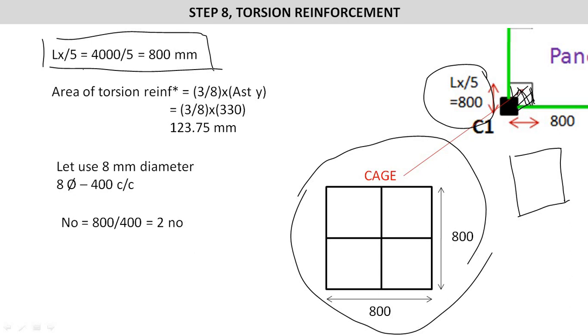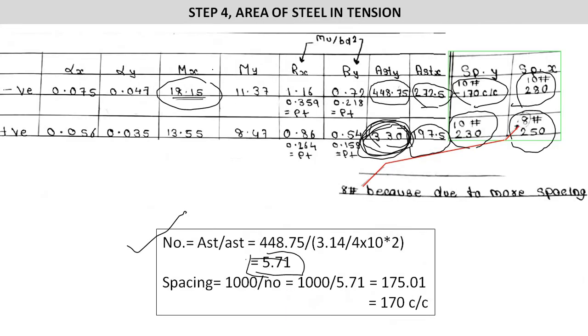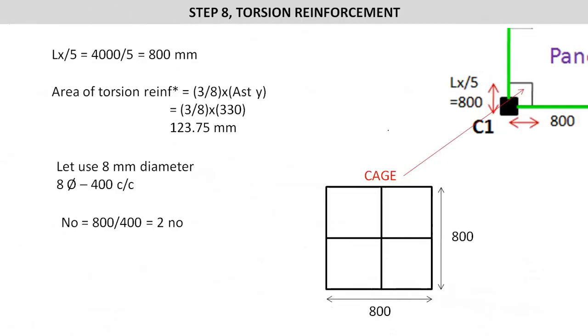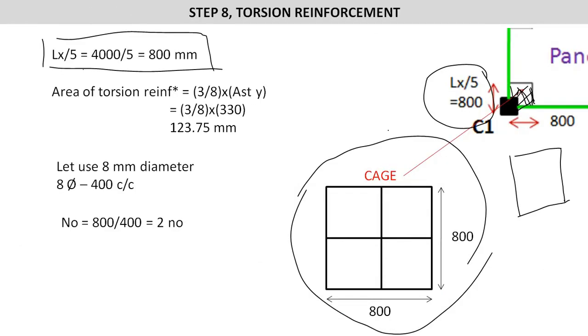So we have known the size of the cage, which is 800 mm cross 800 mm. So next we will find the area of torsion reinforcement. So there is a formula: 3 by 8 into Ast in Y direction. We will use it as per this table. Here it has been shown that Ast is 330, so we'll use 330. So here 3 by 8 into 330. So we have found the area of torsion reinforcement as 123.75 mm.